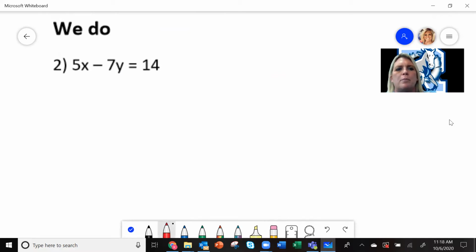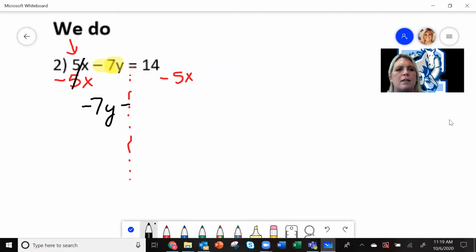So I went and I put a dotted line at the equal sign. I'm trying to get the y by itself right here. So I need to move the 5x. The inverse of positive 5x is negative 5x. So I'm going to subtract 5x from each side. These cancel. I get negative 7y equals negative 5x plus 14.